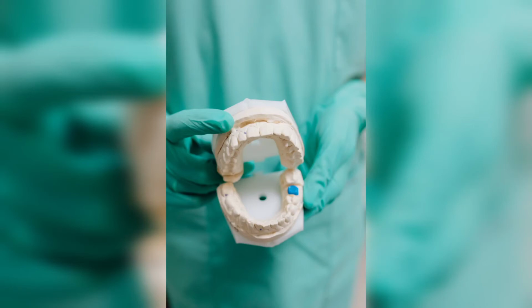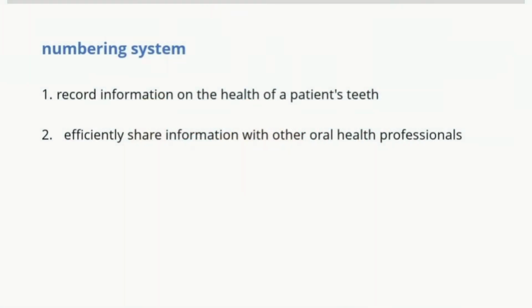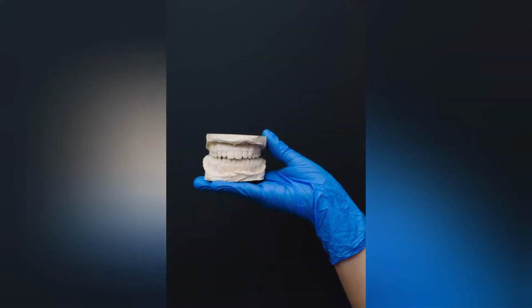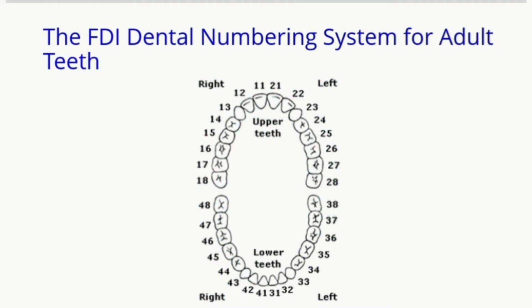The numbering system is used to record information on the health of a patient's teeth and to efficiently share information with other oral health professionals. Different numbering systems are used for adult teeth and children's deciduous teeth. In this video we discuss the FDI dental numbering system.